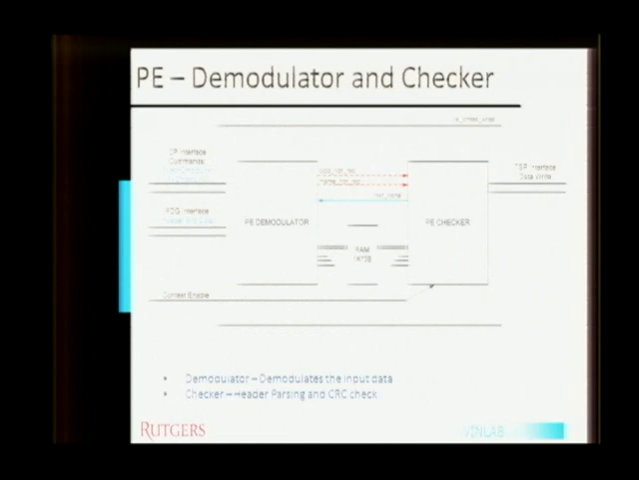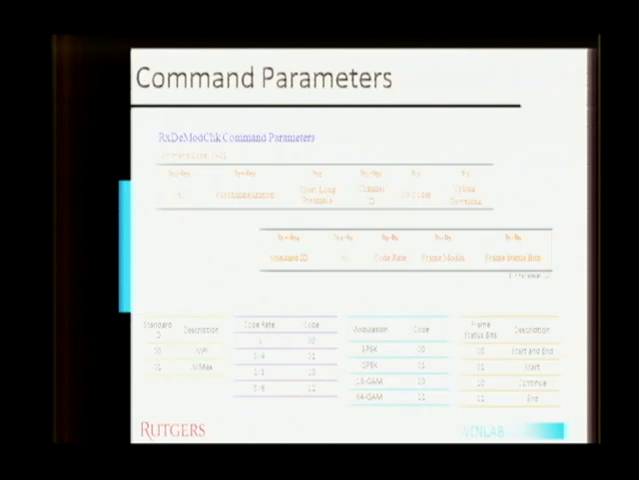Again, as you say, it's a processing engine, so it has a similar interface, one for the command, input data, and the output data here. Demodulator demodulates data, and the checker does the CRC checking. Again, the demodulator comes with 32 bits of its own command parameters. These are all shared by all the processing engines, so that they have an idea what type of frame is coming in.